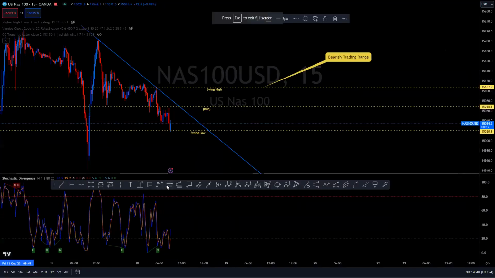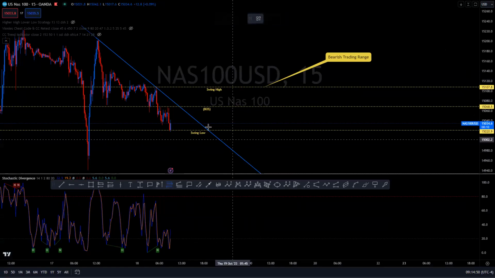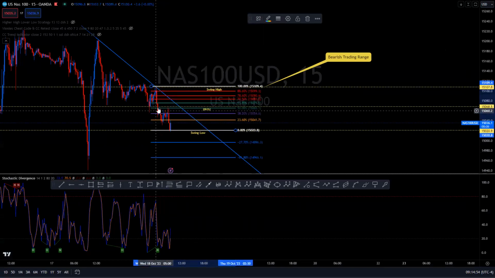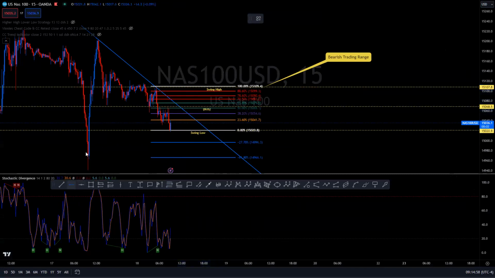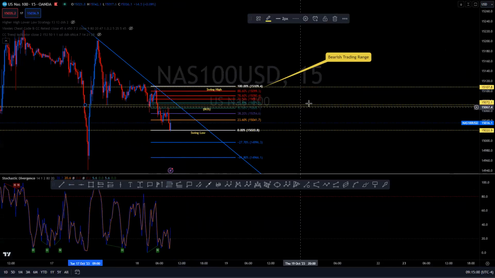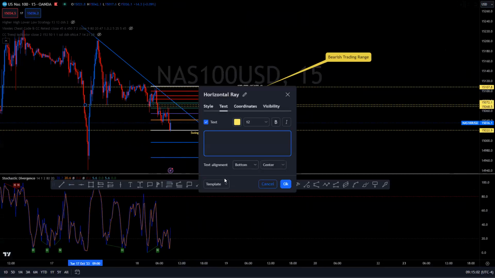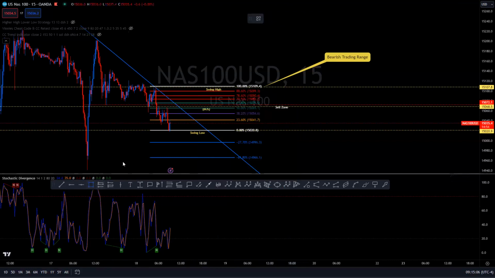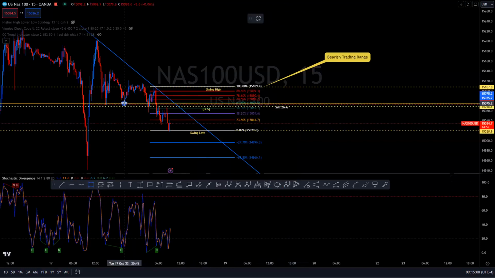Now we're going to take our Fibonacci. And since we're in the bearish trading range, we're going to swing it from the most recent high to the most recent low. And we can see that price has rejected the 50% already. So we'll just label this as the sell zone. That way we know exactly where it's at. And then we just want to mark our zone.